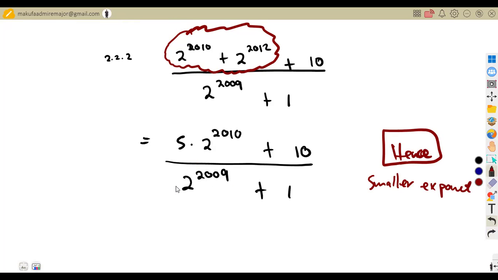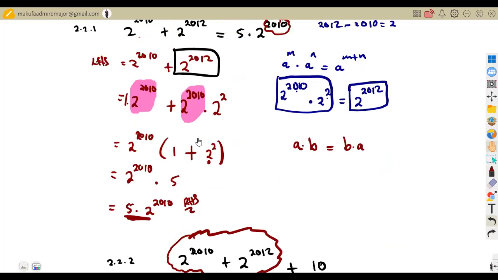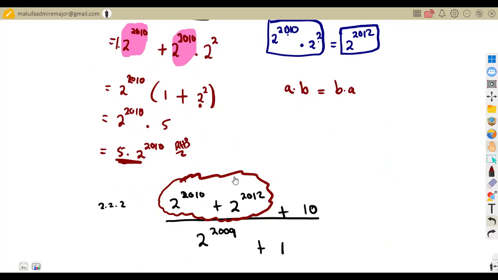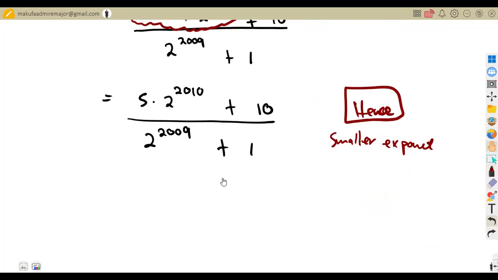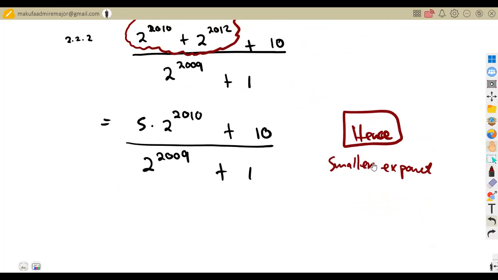What am I trying to say? Just like what we saw here, we had a 2 to the exponent of 2012, and they wrote the answer in terms of 2 to the exponent of 2010. That was the smaller number. If you compare 2010 and 2012, 2010 is smaller. So your answer is written in terms of the smaller one, because that is your highest common factor. The highest common factor is the common term that has the smallest exponent.